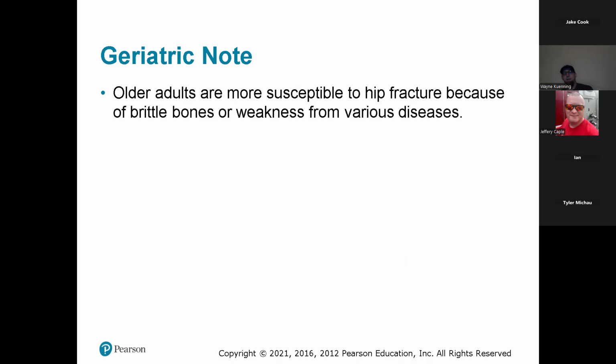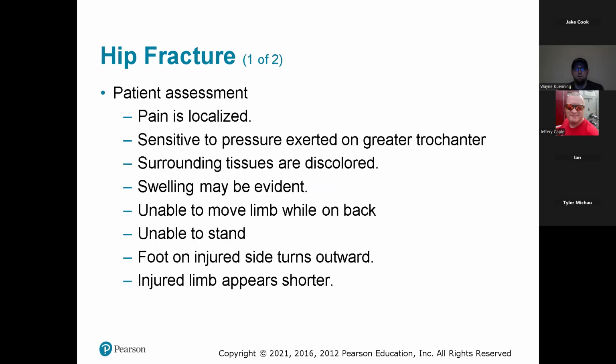Geriatric note: we all know that anybody over the age of 55 is more susceptible to hip fractures because of brittle bones or weaknesses from various diseases. The difference between hip fracture and pelvic pain is that the pain is localized to the head of the femur or the lateral aspect of the hip. It's sensitive to pressure on the greater trochanter, which is the pointy bone inside your hip if you put your hand on it. You'll have some swelling or discoloration around the hip area.